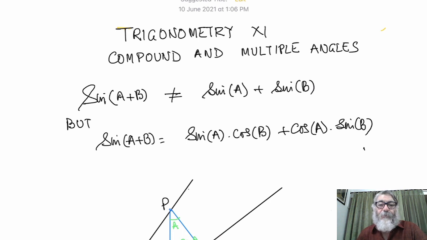There are two things which you must notice in this formula. The combination is sine cos, cos sine. If sine is A, cos is B. If cos is A, sine is B. The other thing is that if it is A plus B, then there is a plus in between. So when it is sine (A plus B), the combinations are sine cos, cos sine, and the sign remains the same as between A and B. If it is plus, it will remain plus. If it is minus, it will become minus.